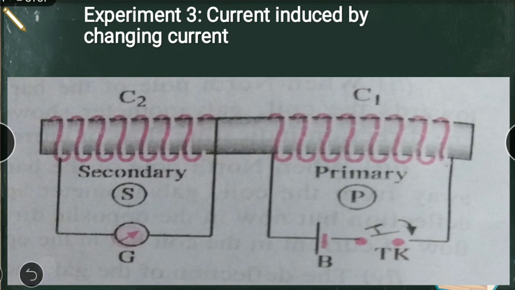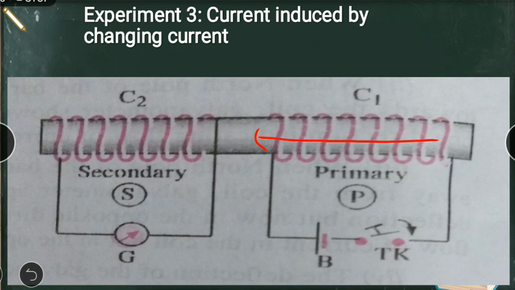Next, if we release the key, then immediately the magnetic flux linked with the coil starts to decrease. Initially, when the key has been pressed, the magnetic flux linked will be more. If we release the key, the magnetic flux linked with the coil decreases automatically, then the EMF induced across the secondary coil also decreases. Finally the galvanometer shows zero deflection and comes to rest.